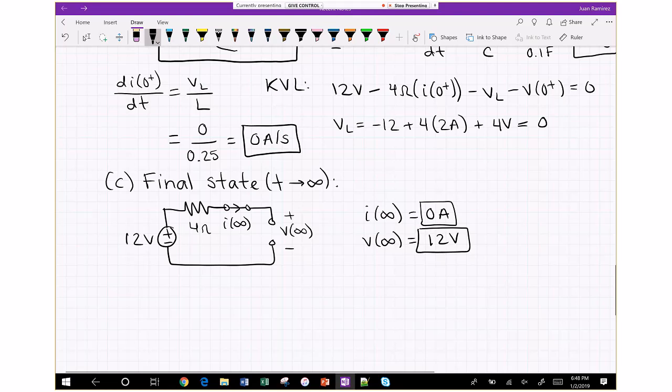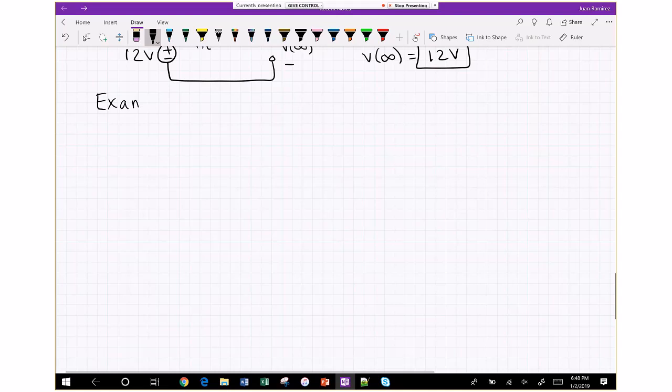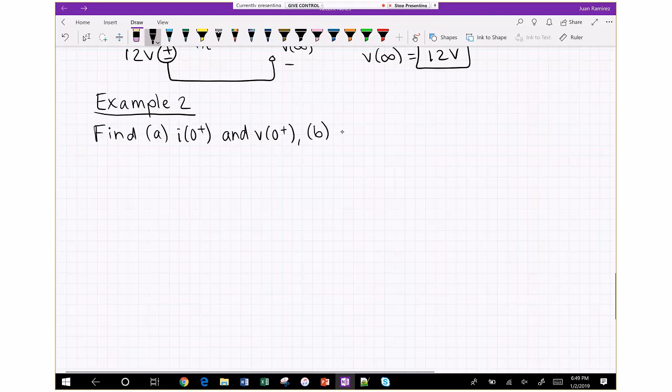We'll do two more examples. Example two, we're going to say, let's find those same values. So, inductor current right after transition, capacitor voltage right after transition, rate of change of inductor current right after transition, rate of change of capacitor voltage right after transition, sorry, that's a t, and final inductor current and capacitor voltage. Okay, now let's take a look. This is a more complex circuit.